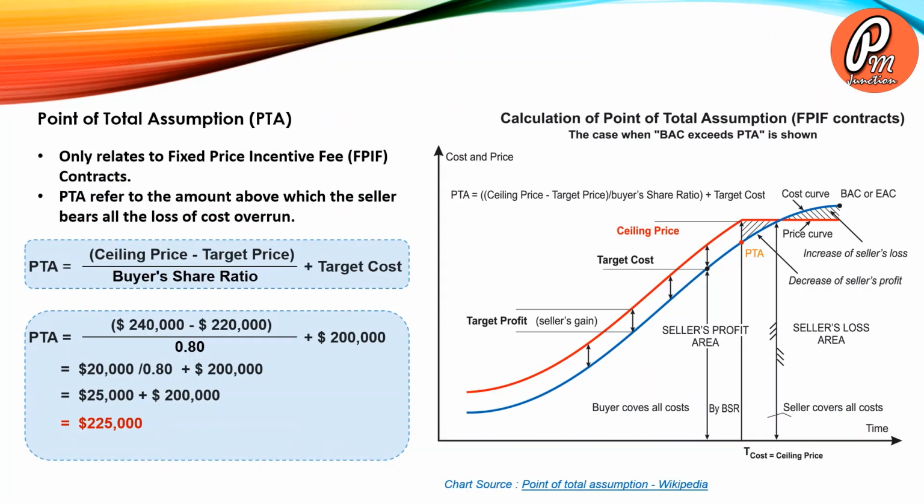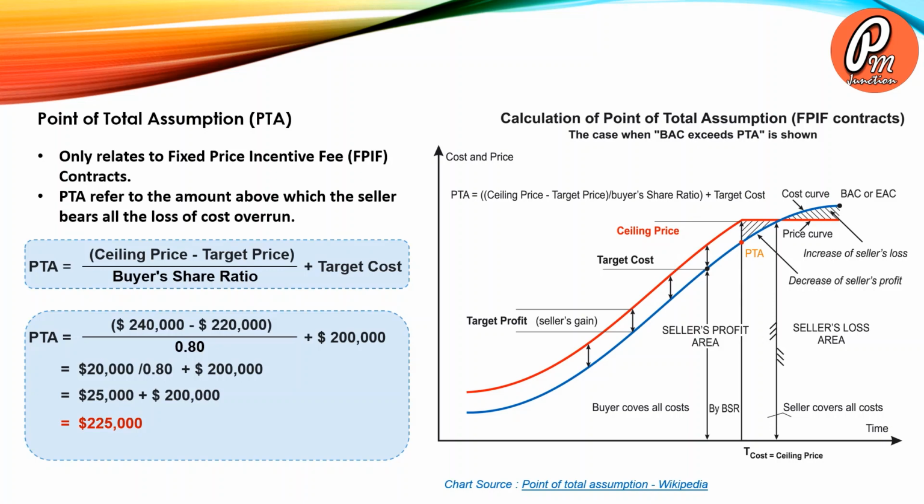Another important term used in fixed price incentive fee contract is point of total assumption. Point of total assumption refers to the amount above which the seller bears all the loss of cost overrun. Before going to the calculation, let us try to understand what PTA actually is from the graph on the right side.